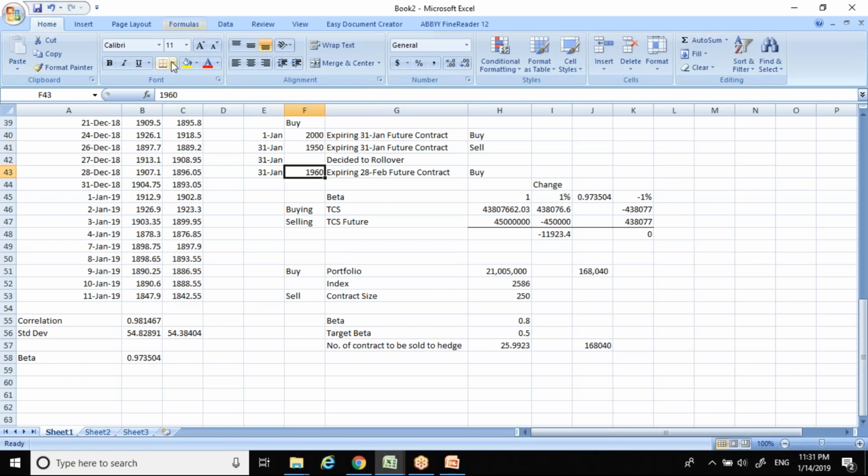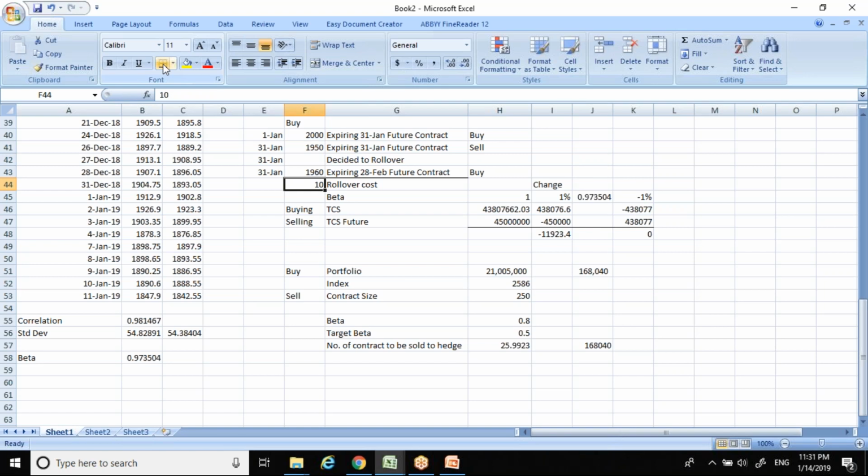So this difference of 10 is called the rollover cost, right? Whatever you have to pay extra, that is your rollover cost. So remember, you purchased this at 2000, and your loss on 31st January is 50, and if you're rolling over, you have to pay 10 rupees extra. So this now is an extra cost.